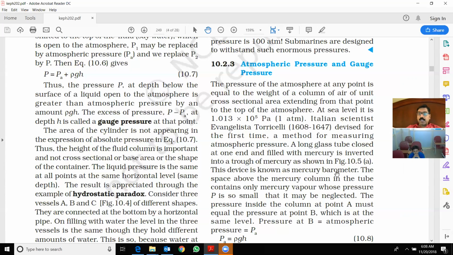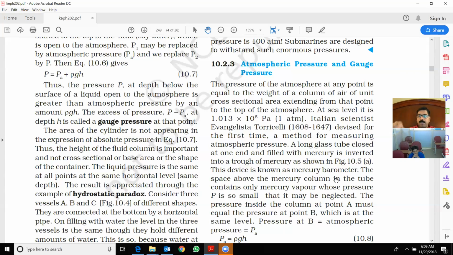Torricelli created a device, a long glass tube, closed from one end. It's like a small glass tube where you can fill some liquid, and what liquid was filled? Mercury. And that liquid was inverted into a beaker or another container of mercury. Once it is inverted, what happens?